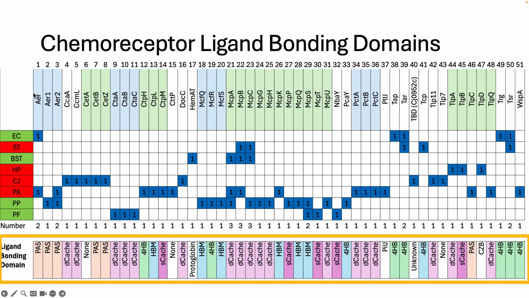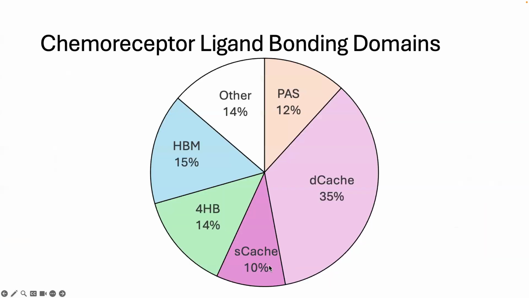So here's an example, like all of the Aer, all of them have the same type of ligand binding domain. You could argue that that would tend to make sense. Here for the MCP, most of them are the same, using the dCache LBD. Well, what is the distribution of these different binding domains?